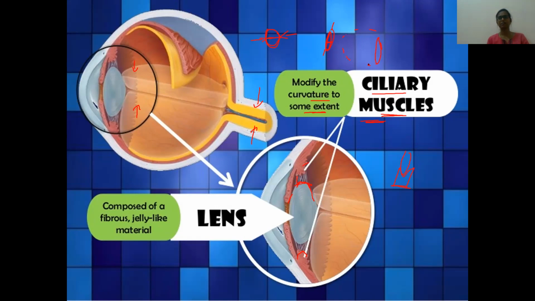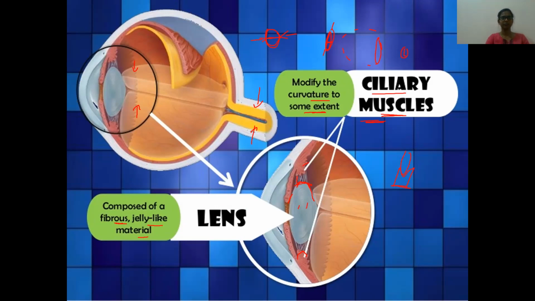Okay, if it is thin, curvature is more. If it is thick, curvature will be less. Okay, the lens, what will happen? The lens is composed of a fibrous and jelly-like material. It is made up of, and you can see here, fibrous and jelly-like material.